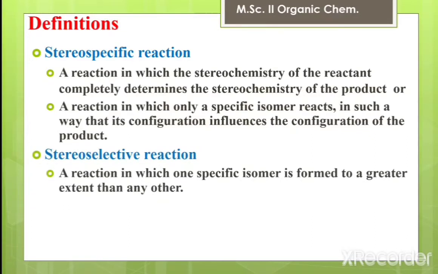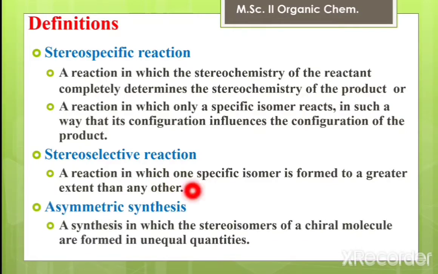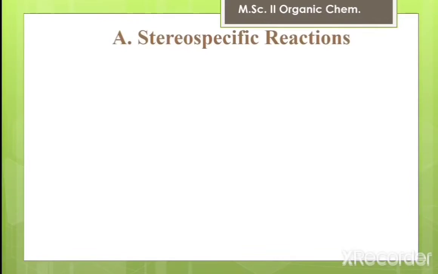Then stereoselective reaction. A reaction in which one specific isomer is formed to a greater extent than any other is called a stereoselective reaction. Then asymmetric synthesis. A synthesis in which stereoisomers of a chiral molecule are formed in unequal quantities is called asymmetric synthesis. Now we discuss one by one.